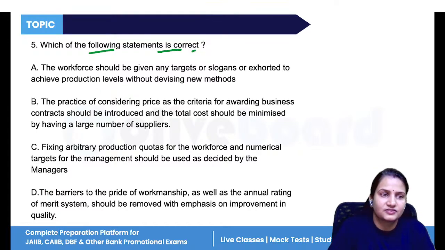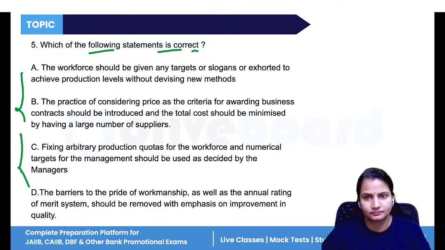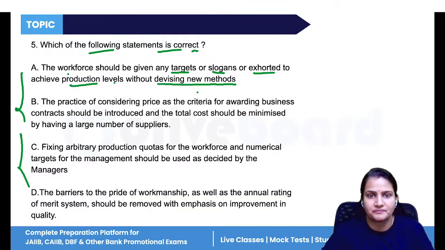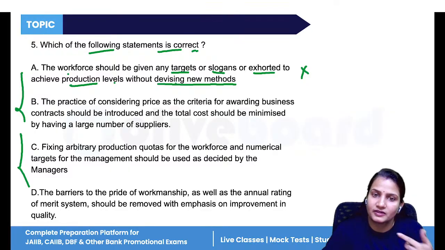Which of the following statements is correct? So four statements are given to you. The first says that the workforce should be given targets or slogans or exhorted to achieve production levels without devising new methods. See, if you are giving your workers any target or any new work, you have to tell them that this is the new method. They can use that new method, that new technology, because new targets are there, so they can be achievable with the help of new methods. So this is wrong.